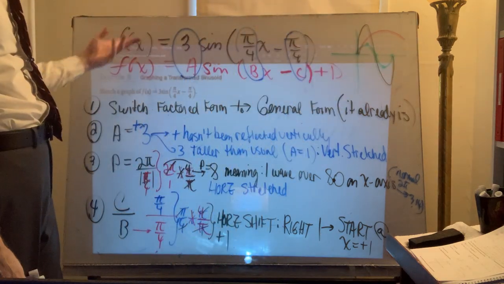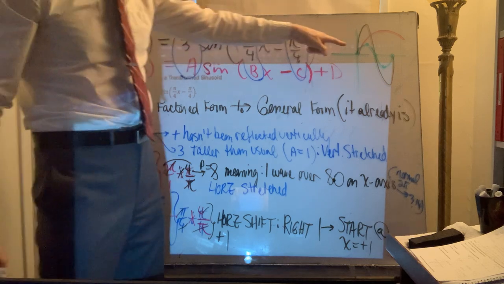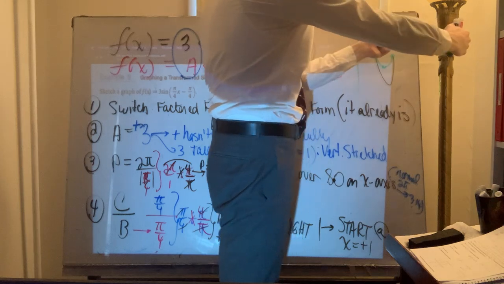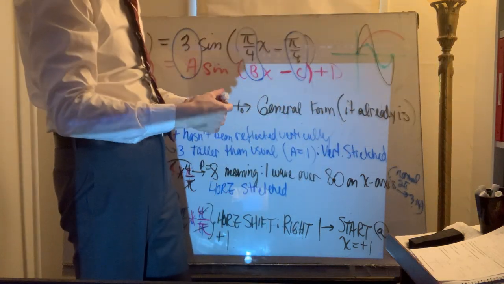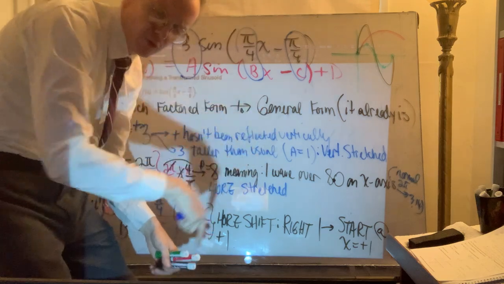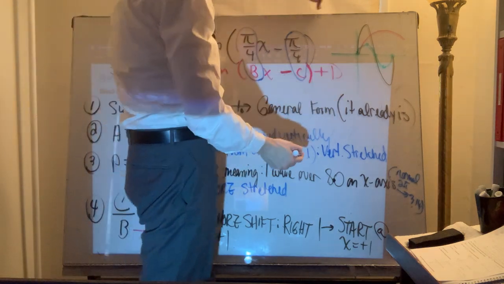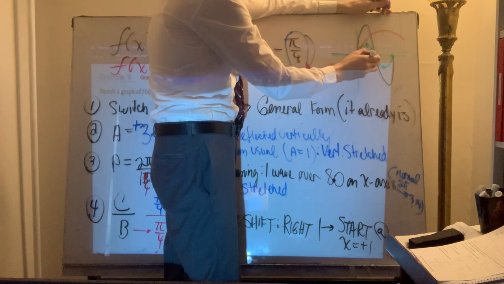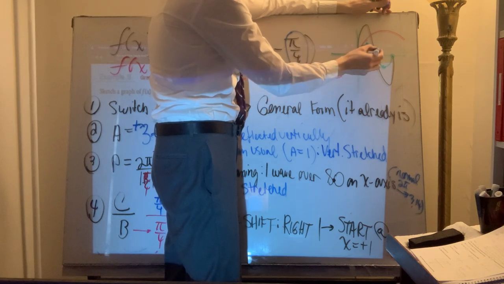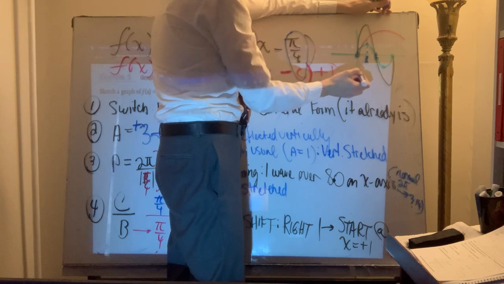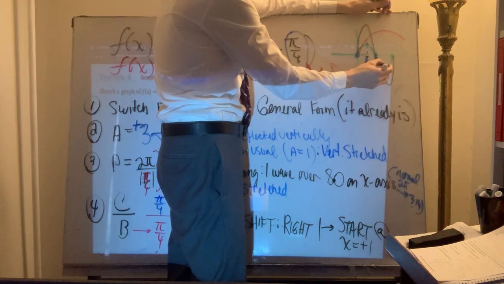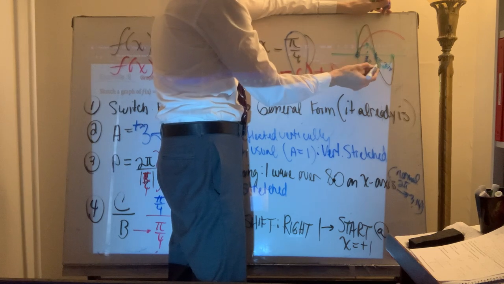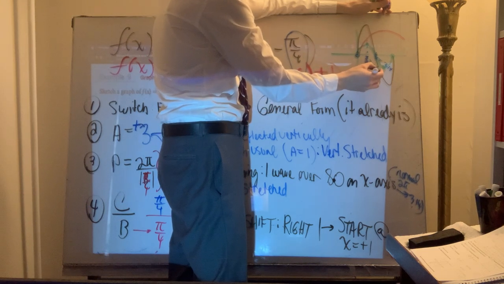It's not vertically flipped, but it is definitely taller. It is definitely stretched, and it is shifted. So if you figure it out this way, just to make a prediction, I'm going to use my calculator ultimately, because I don't have graph paper. If this is 0 and this is pi over 2, and this is pi right here, if pi is 3.14, then pi over 2 would be half of that, so 1.57, like that.